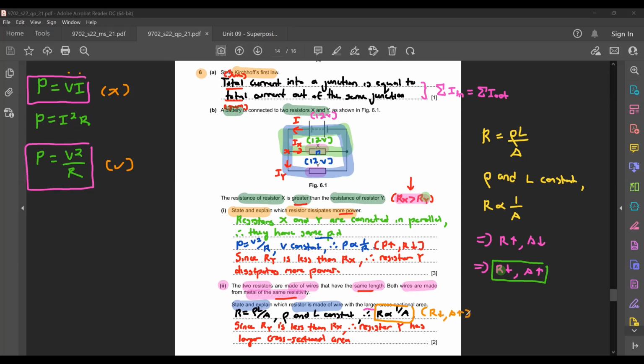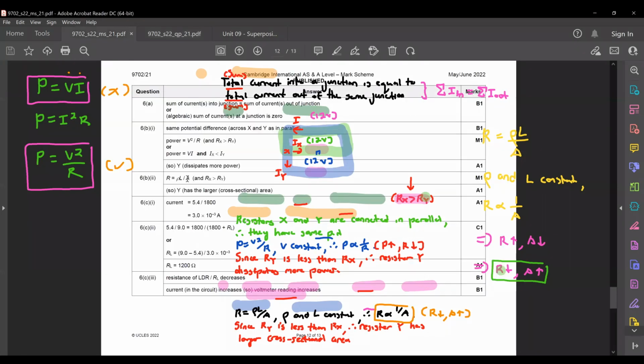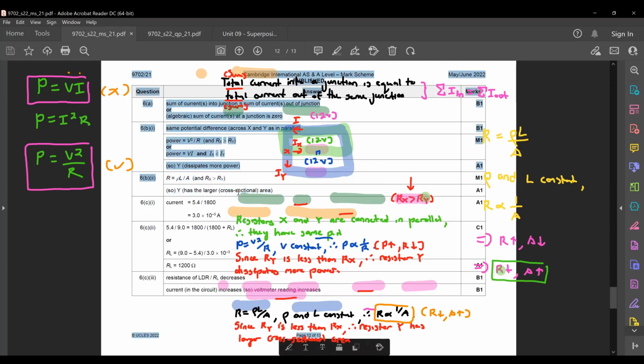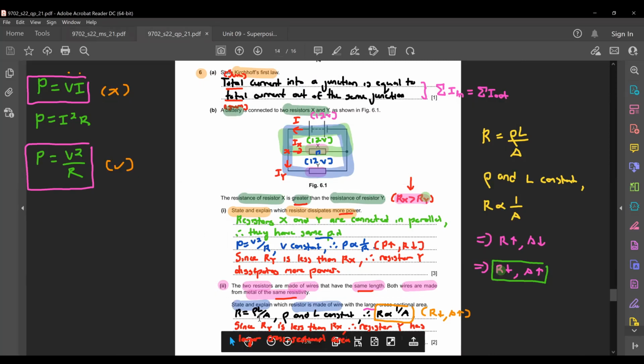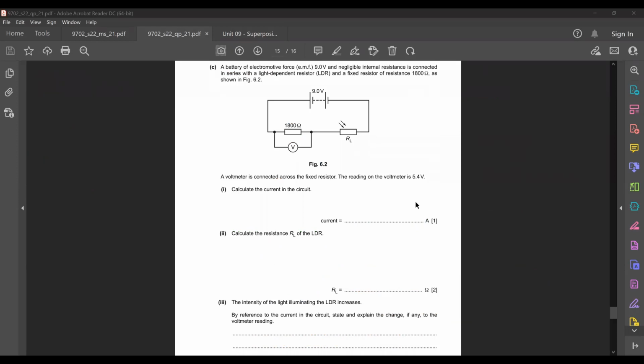Okay, so again, let's just check the answer with the marking scheme. The marking scheme would say something like this. R is rho L over A. Since Rx is more than Ry, therefore Y has the larger cross-sectional area. They didn't give you the full story. Again, they just gave you bits and pieces of it. So the workings that I wrote here would actually give you the full story. Okay, so this is for part 2. Then let's move on to the next part on the next page.